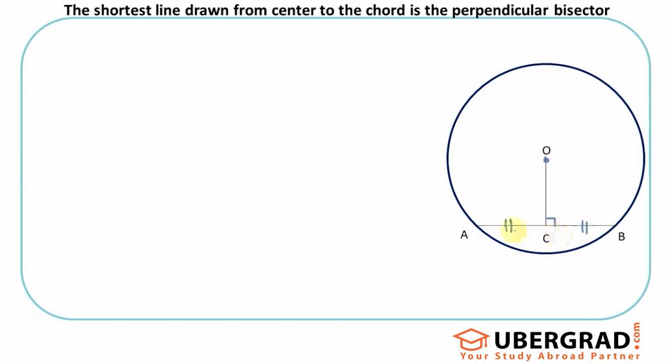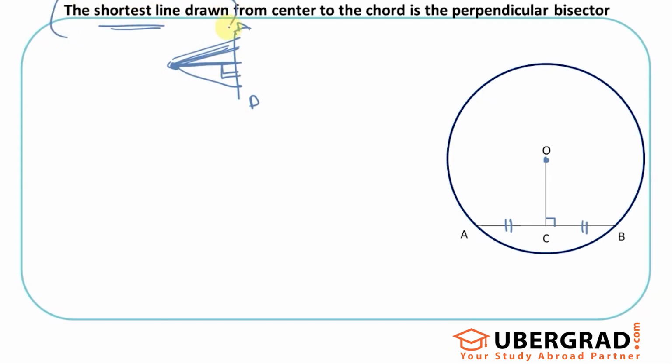That's why this is called the perpendicular bisector. It is perpendicular and bisects the chord into two equal parts. The shortest line from a point to a line, right? Basically from a point, if I draw a line and that has to be the shortest line, it is always the perpendicular line. Any other line I draw to the line, let's say AB from the point O, it will not be shorter than this perpendicular line. That's why we are calling it the shortest line drawn from the center.